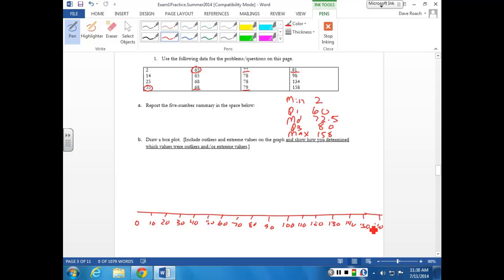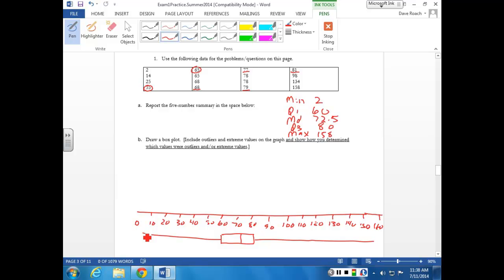Okay, so below this, I'm just going to draw a straight box plot without any outliers or extreme values. The box goes from Q1 to Q3, or from 60 to 80. The median is in the middle, 72.5. The maximum value is at 158, and the minimum value is at 2.